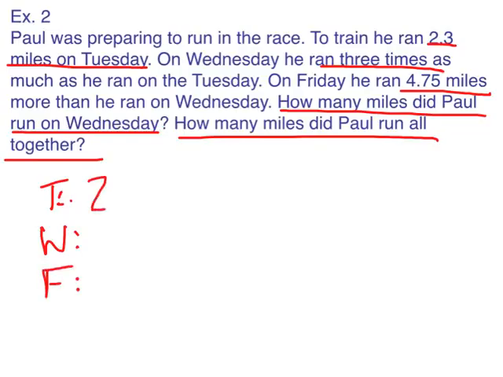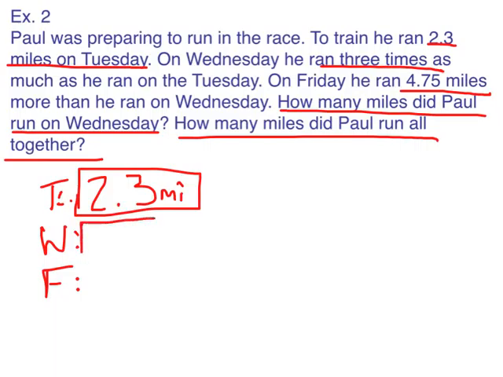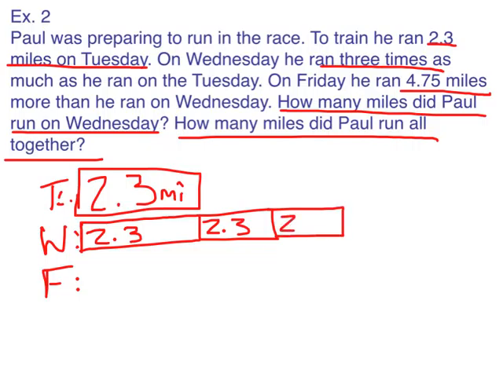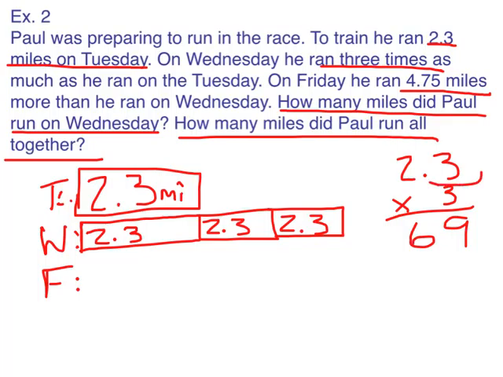I know that Paul ran 2 3/10 miles on Tuesday. On Wednesday, he ran 3 times as much as he ran on Tuesday, so he ran 2 3/10 miles 3 times. What's 2 3/10 times 3? Well, 3 times 3 is 9, 3 times 2 is 6, and I have one number behind the decimal. That gives me 6 9/10.